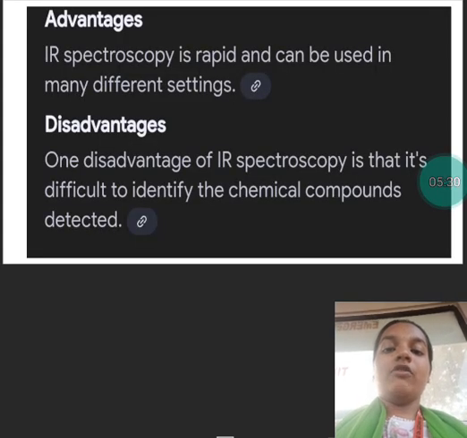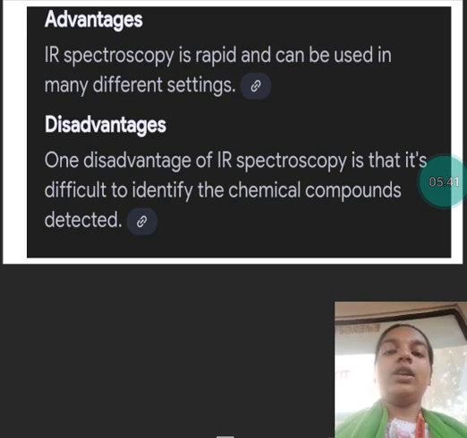Next, advantages: IR spectroscopy is rapid and can be used in many different settings. Disadvantages: one disadvantage of IR spectroscopy is that it is limited in its ability to identify the chemical compounds detected.